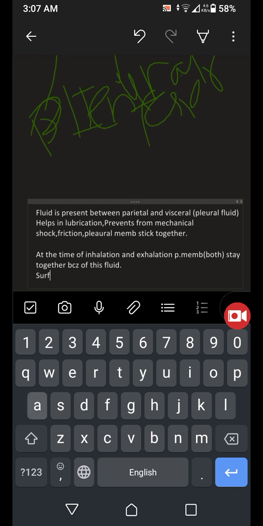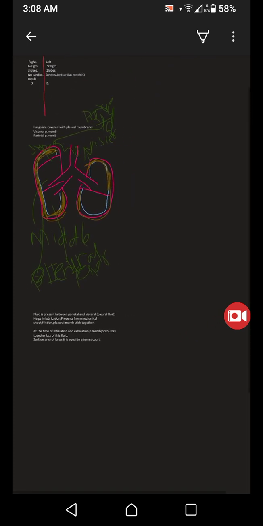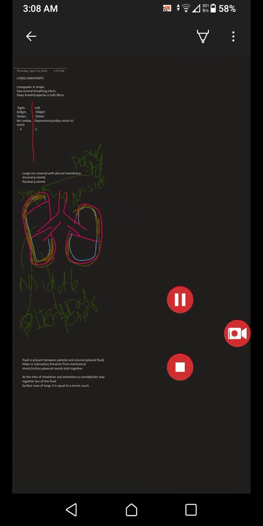If we talk about the surface area of both lungs, it is equal to a tennis court. Okay, and if we talk about the bronchial tree, I will be teaching the bronchial tree in the next video, and I hope that you guys are getting my point.